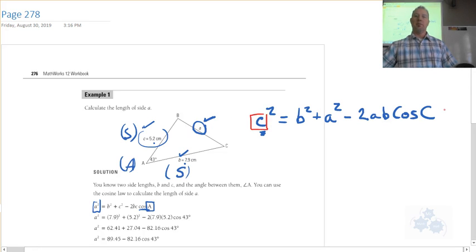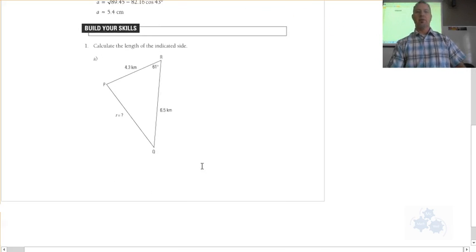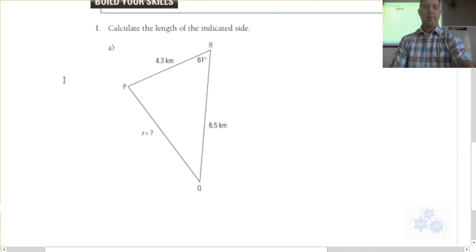Here's the little c and the big C. Here's a and b, and here's a and b. Okay? That's the format. So let's do an example from scratch, okay? And we'll use the cosine law. So let's do this build your skills question here.